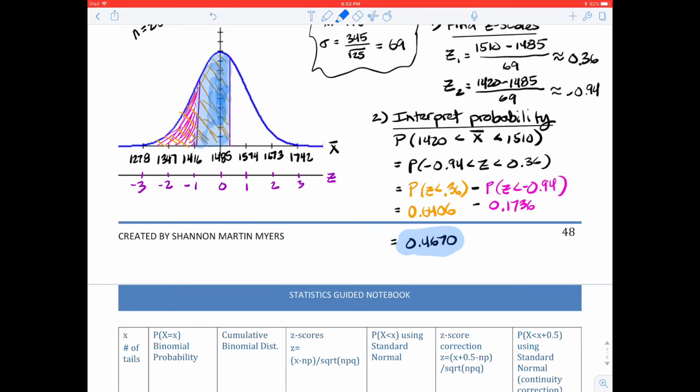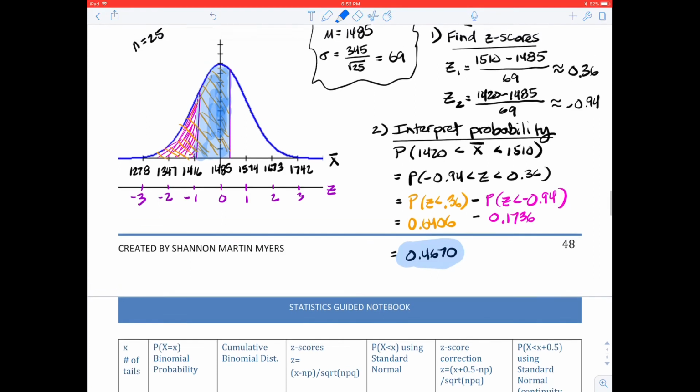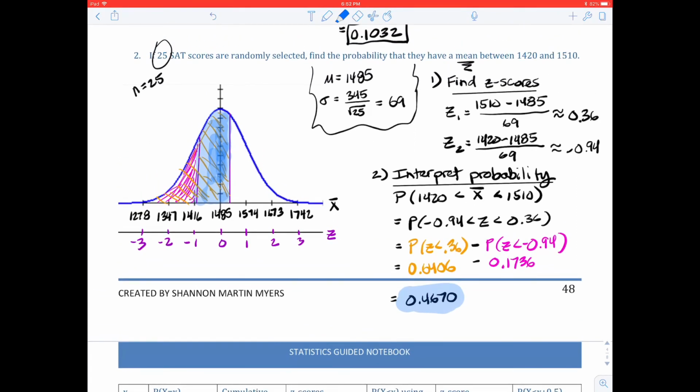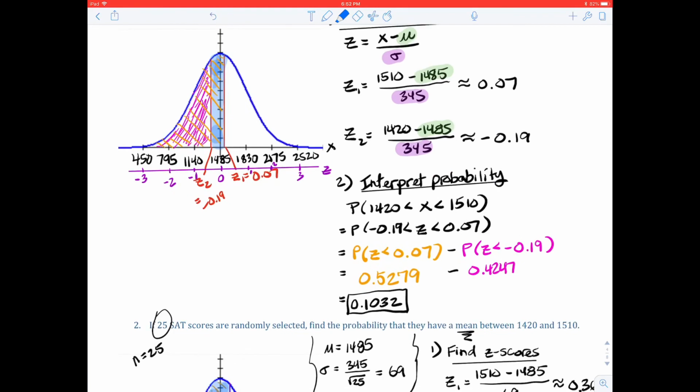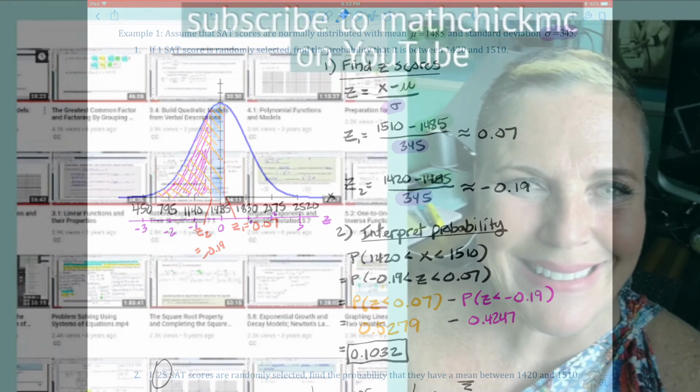And I do want you to know the relationship between the scales, the z and x and the z and x bar, as well as how to do these by hand. I will have a part on the next exam where you have to do them by hand.